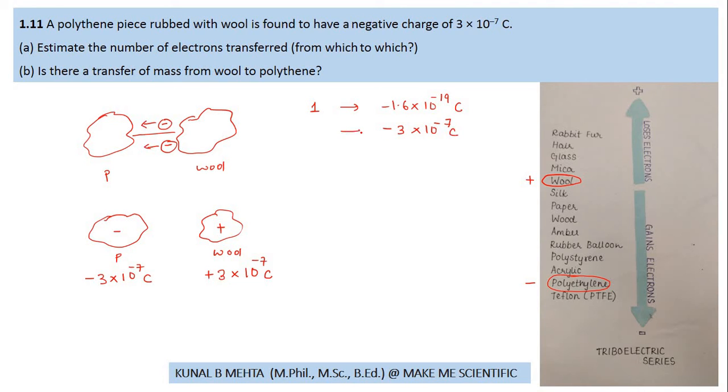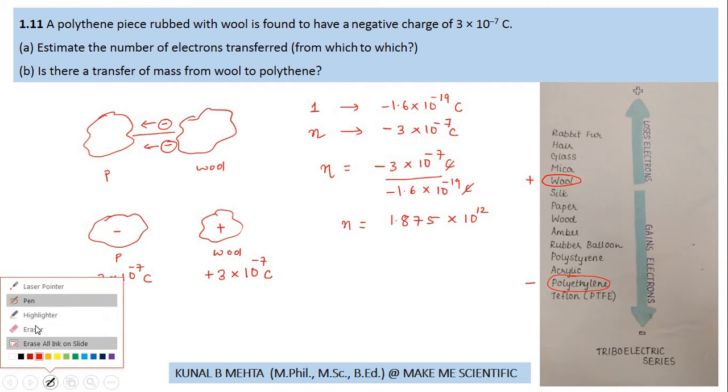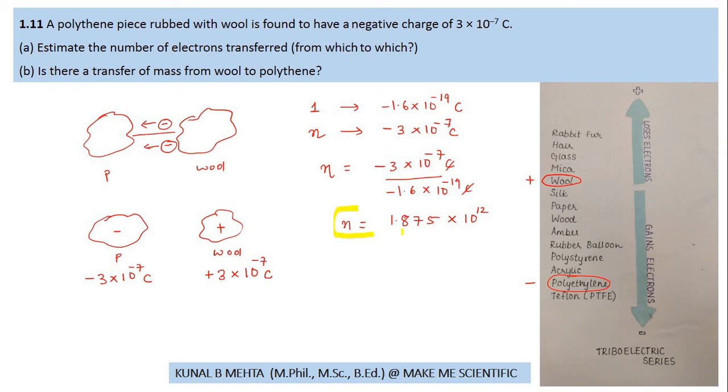So how many electrons got transferred? Suppose n. Now if we cross multiply, we will get our equation as number of electrons equals minus 3 into 10 raised to minus 7 coulomb upon minus 1.6 into 10 raised to minus 19 coulomb. Coulomb gets cancelled. So on solving, we get this as 1.875 into 10 raised to 12 electrons. So these many electrons got transferred from the wool and entered the polythene.